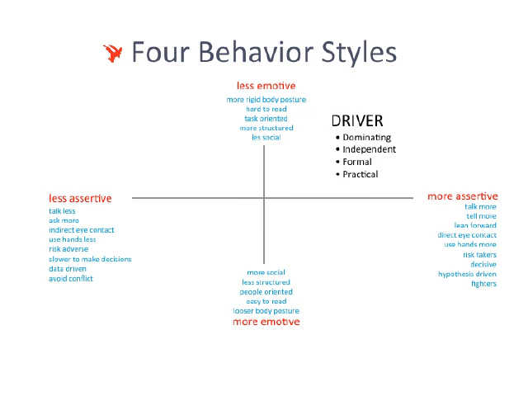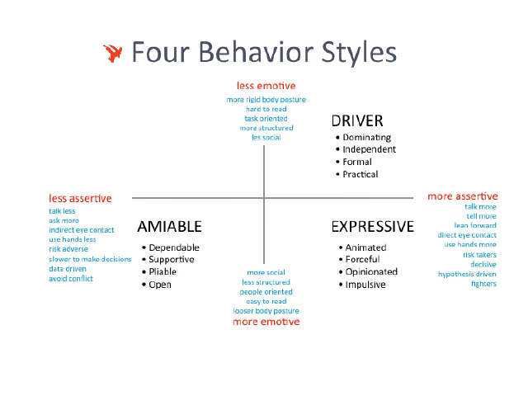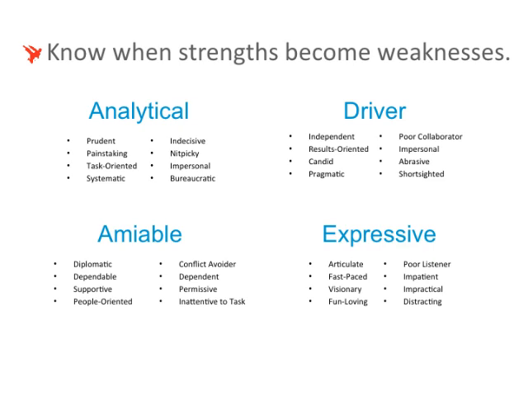Now, each quadrant has its own behaviors, and if we move clockwise through these quadrants, we start with the driver, who is more assertive and less emotive. Then we move to the expressive, who is more assertive and more emotive, over to amiable, who is more emotive and less assertive, and up to the analytic, who is less emotive and less assertive. Now, no one quadrant is better or worse than any other. Each has strengths and its weaknesses.